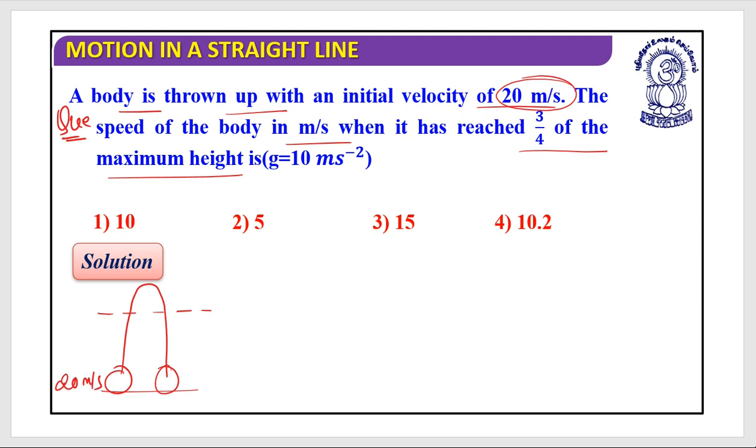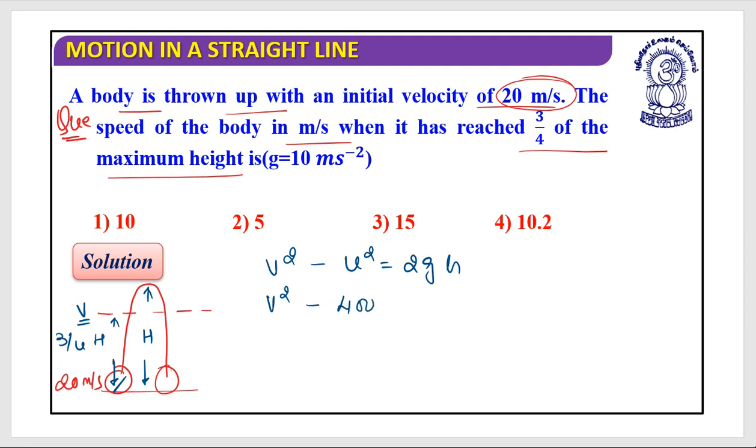It should look something like this. This is h, and this must be 3/4 of h. How can you do it? Any option? What you can do is, this would be the final velocity v, and this would be the initial velocity u. So what I can write is v square minus u square is equal to 2 into g into h. The final velocity I don't know. That is what I am looking for.